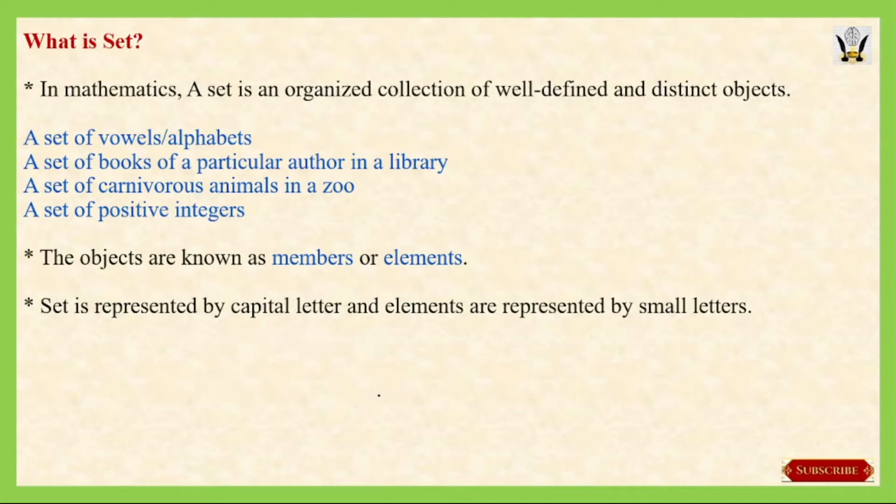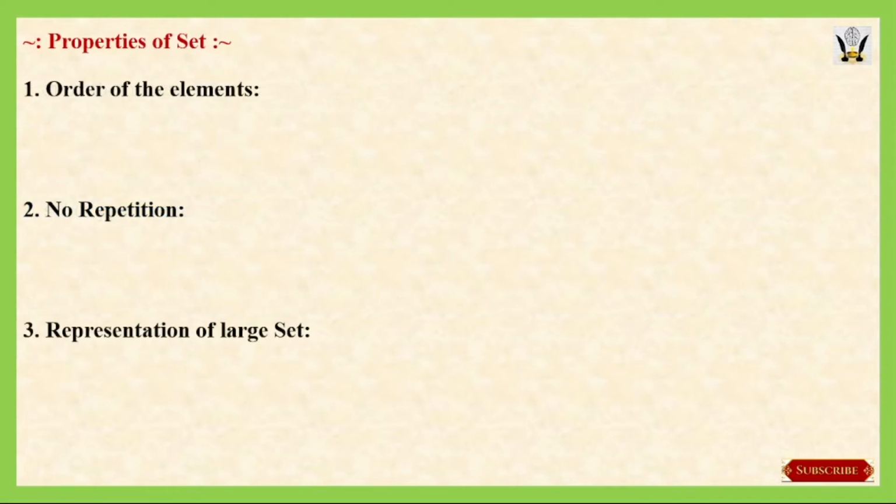Now next we will see the different properties of a set. The first property, as you can see here, is written as order of the elements.